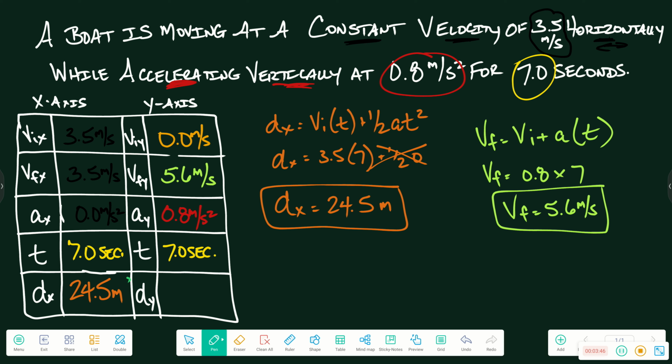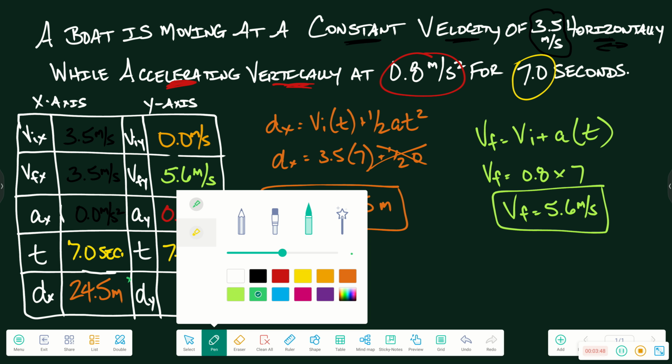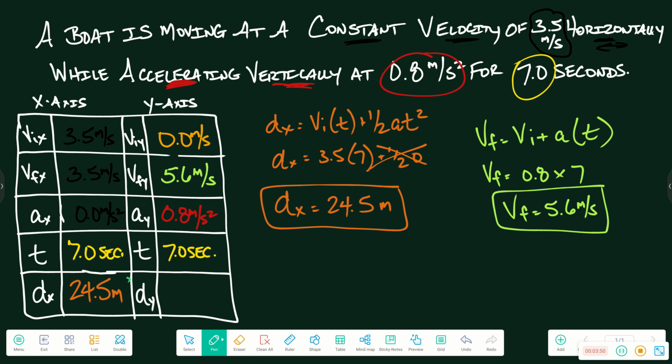All right, and now we just have to solve for the distance or the displacement of the y-axis. So hint here, velocity is positive, acceleration is positive. Which way is the boat moving? It's probably moving, the land is probably getting what? Higher. So your number here should also be positive.